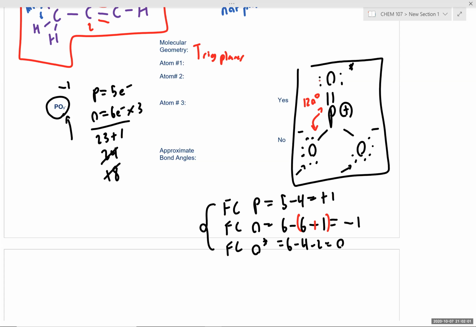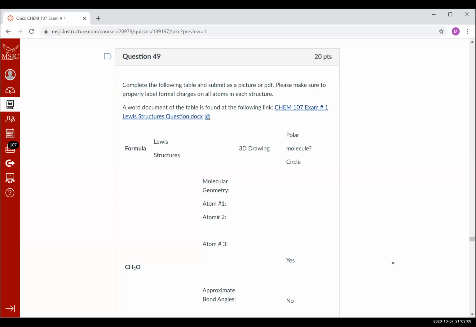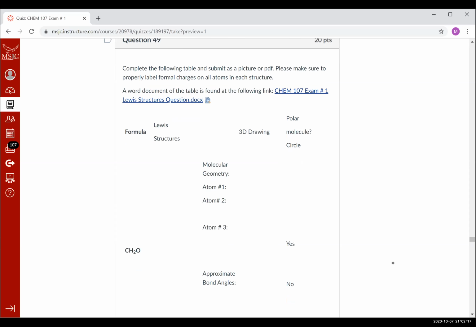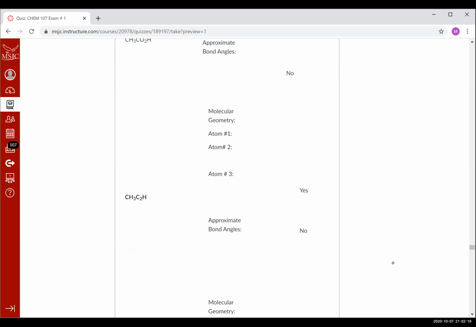Perfect. So this Lewis structure section is really important as it comprises a lot of the content that we'll be seeing again when we move on and we start to discuss the organic chemistry portion of this course. So let's keep going now.